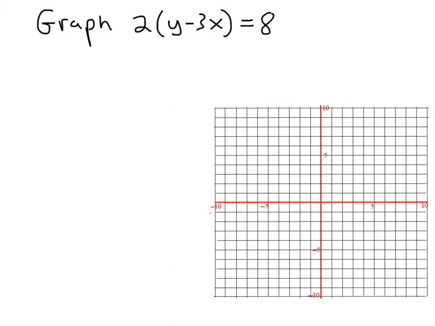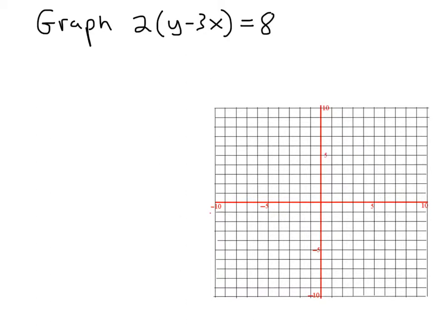Okay, let's try this again for another example. This time we would like to graph the line 2 times quantity y minus 3x equals 8. Now the problem here is the line is not in the form y equals mx plus b, and we'd like it to be in that form. So we'll first do some algebra to put it in the form y equals mx plus b.